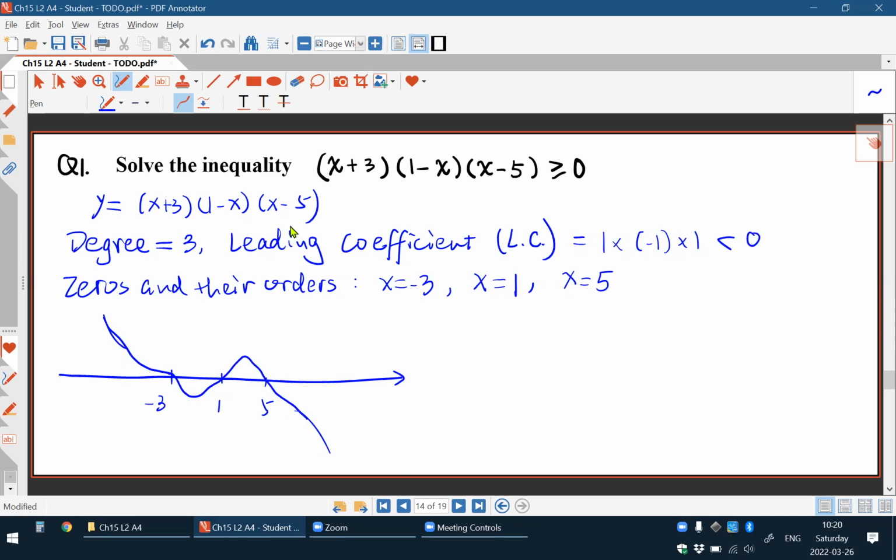Okay, and our task is to find any interval that can make this function greater than or equal to 0, right? So greater than or equal, this means this interval will do. Also, this interval will also do, right? Therefore, the solution is x is either less than or equal to -3, or x can also be in this interval between 1 and 5 inclusive. Okay, so the first question is simpler because everything here is in a factored form.